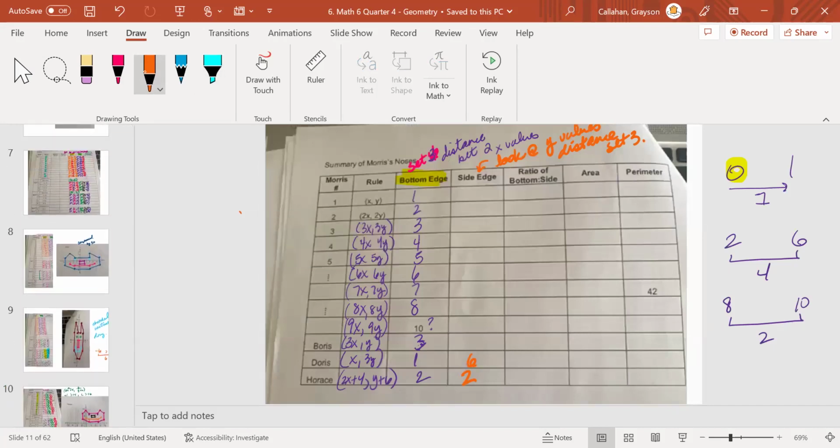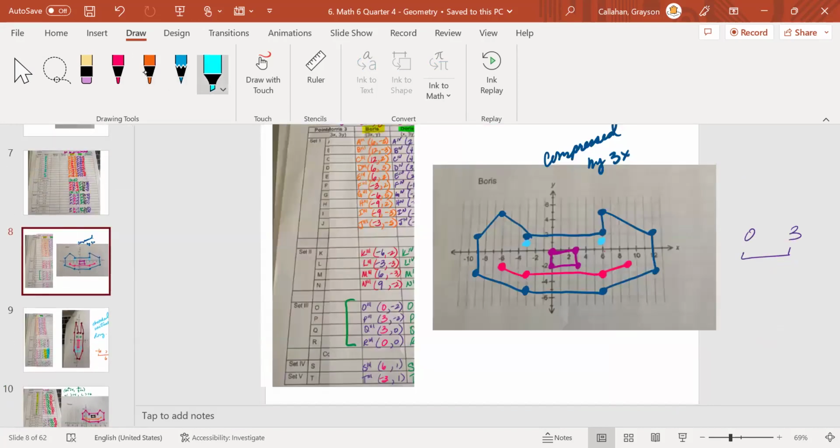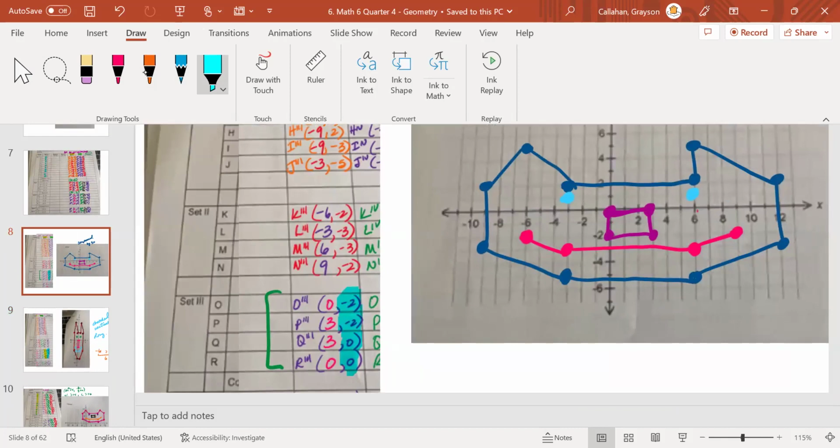Now let's look at Boris. Again, look at set 3, look at the y value. What's the distance? Between negative 2 and 0, how many spaces do you have in between there? I have 2. Yes, 2.